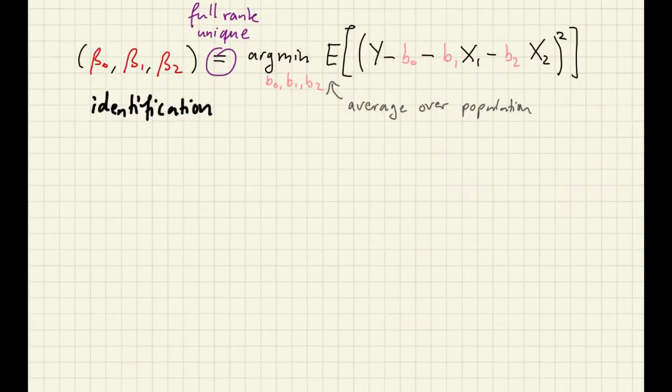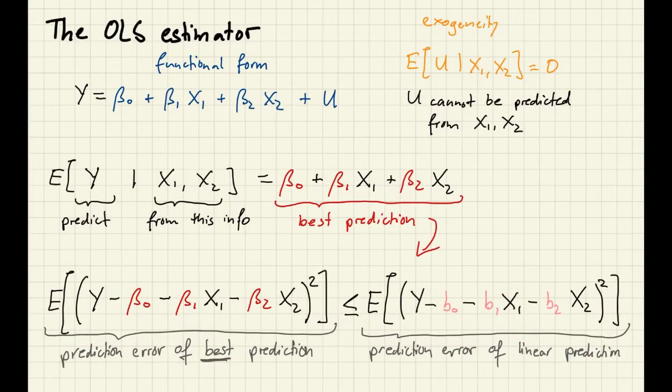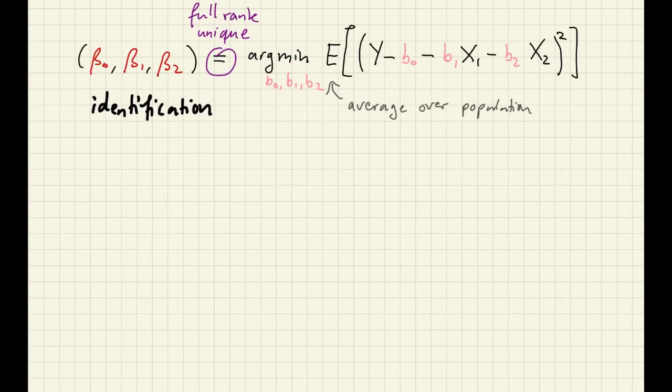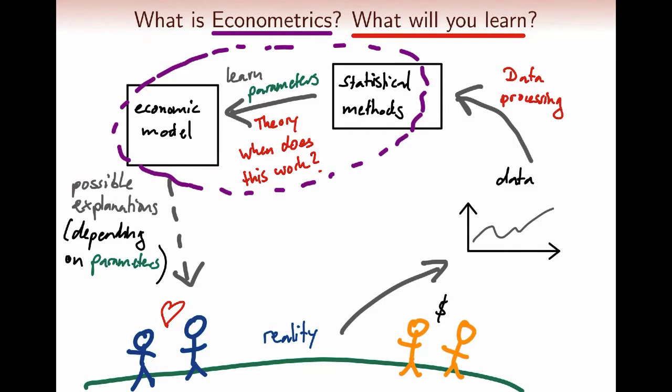But now you will notice that we haven't really talked about data so far. We've only had 3 assumptions: the blue functional form assumption, the yellow exogeneity assumption, and the purple full rank assumption. These assumptions don't involve data, they are purely about economic behavior. In other words, so far we've only done this part of econometrics.